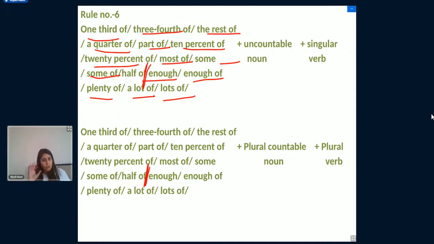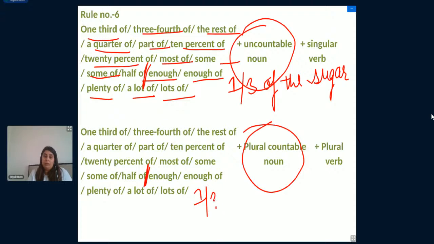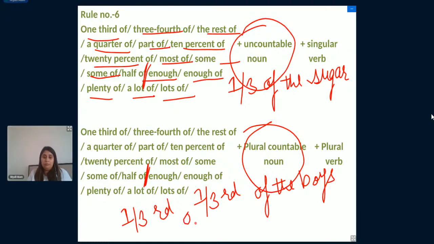Now, there are just two types of nouns possible after these words. One is uncountable noun and the other possibility is plural countable noun. Either we can say 1/3 of the sugar, or we can say 1/3 of the boys. Is it possible for us to write 1/3 of the boy? We can't consider a third part of a single boy, right? 1/3 of the boys, a plural number. So after these words, either an uncountable noun or a plural countable noun is possible.